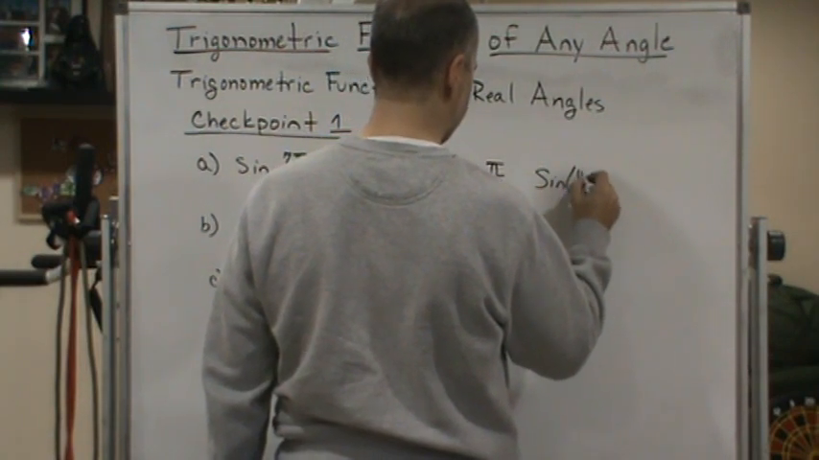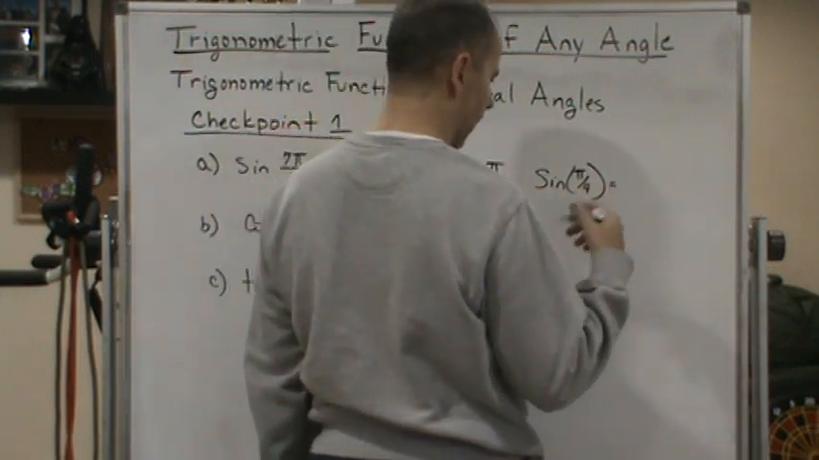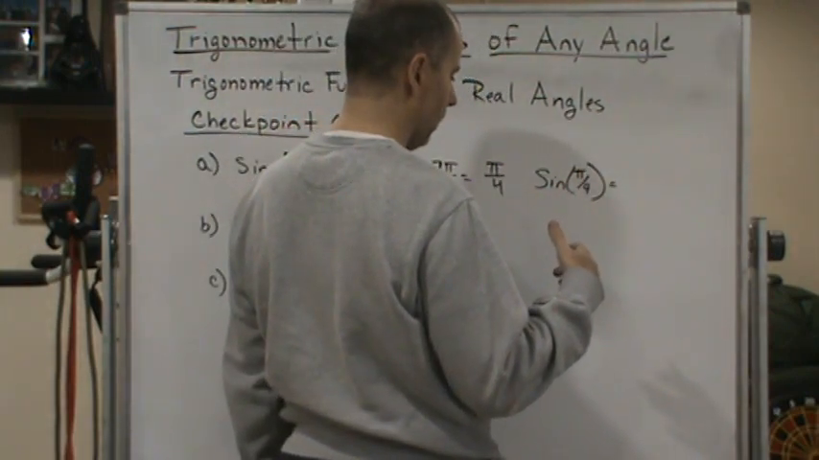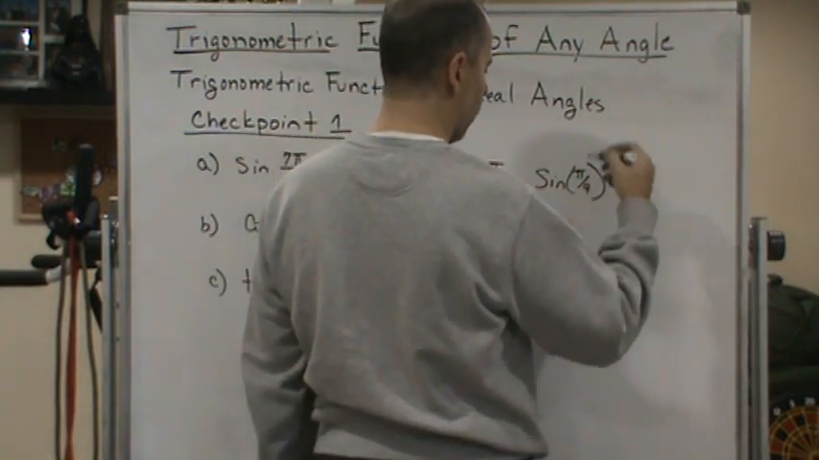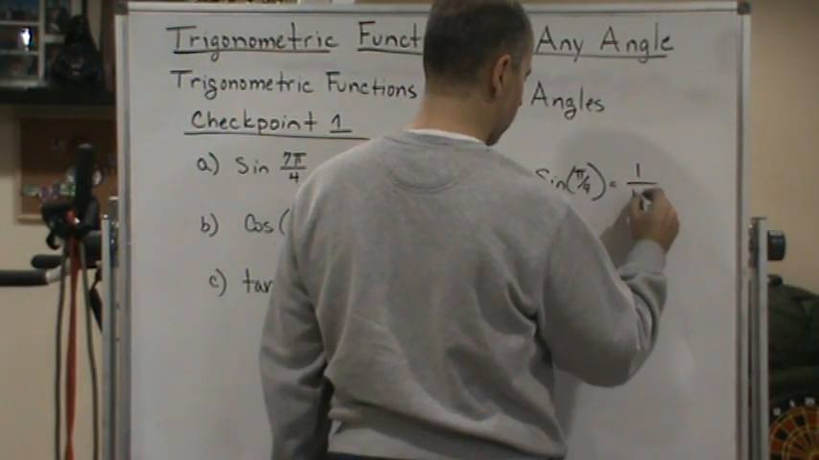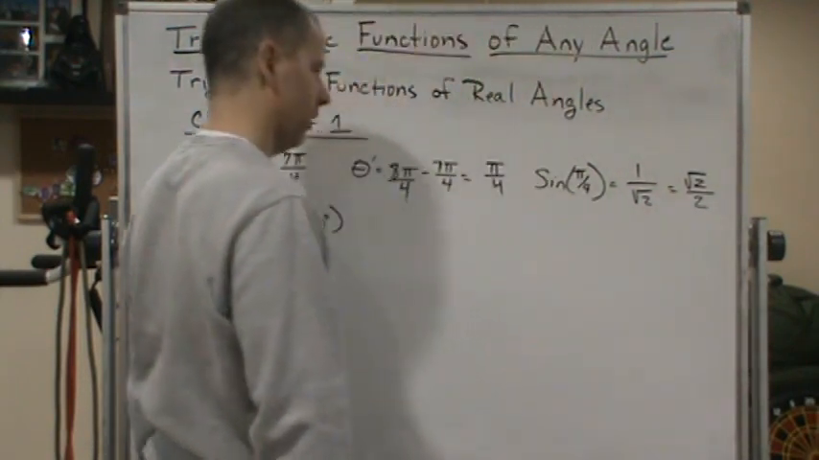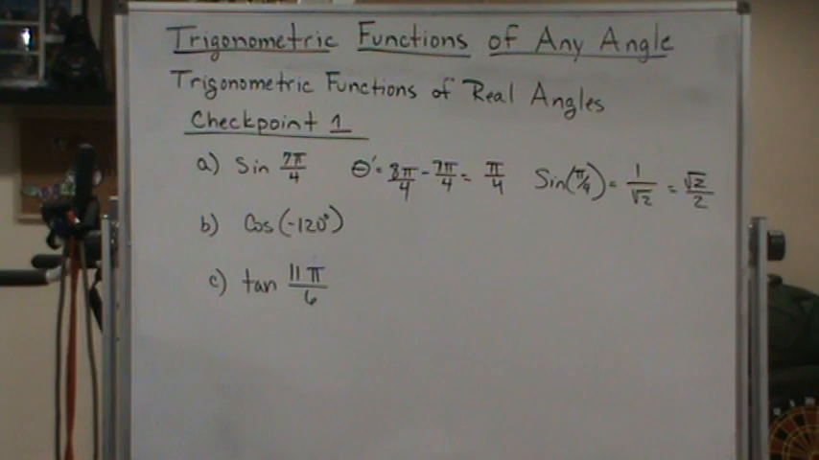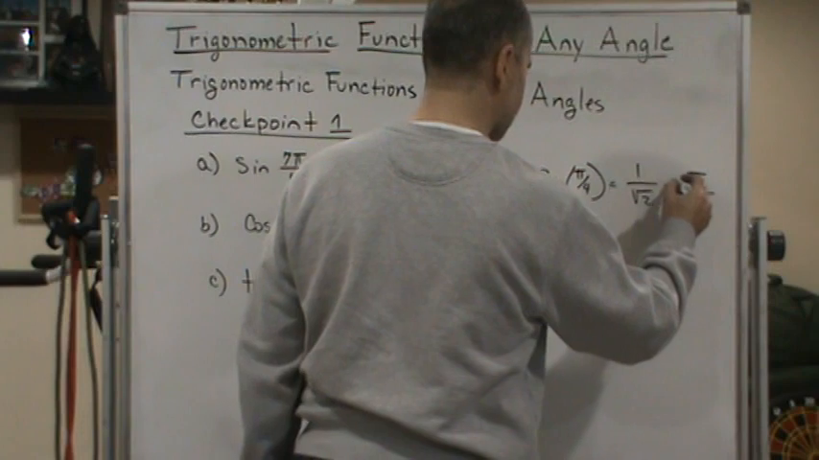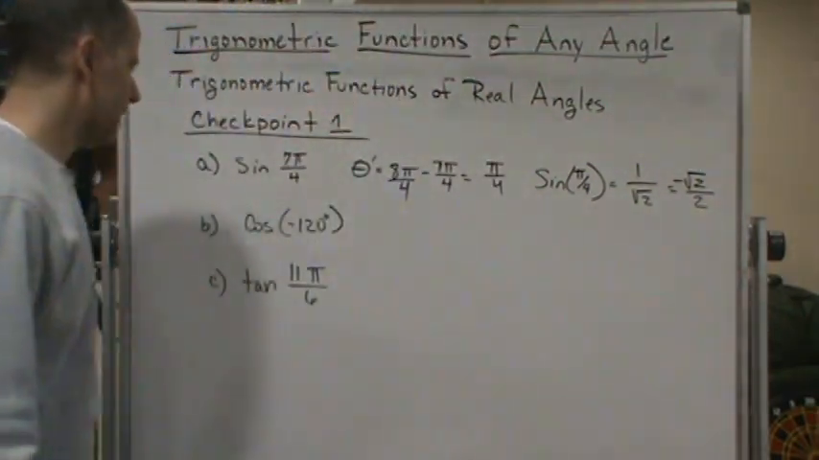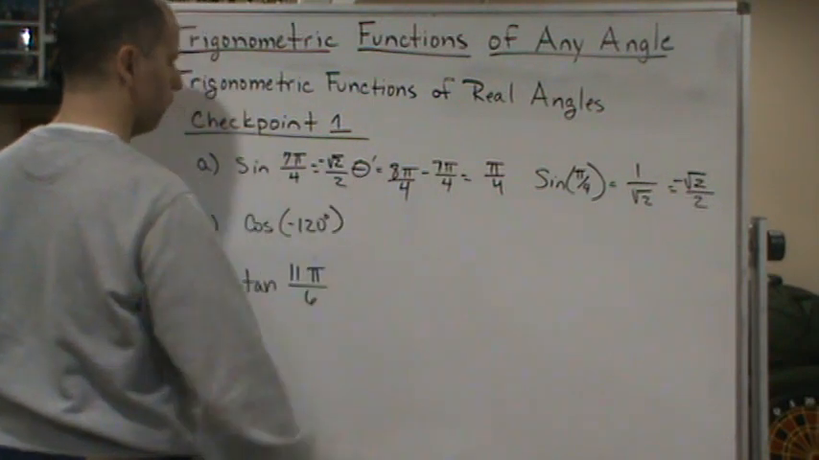So now, what is the sine of pi over 4? Opposite over hypotenuse. Think about the unit circle. It's going to be 1 over the square root of 2, or square root of 2 over 2, is the way we want to write it. And by the way, since it's negative, we got to make sure we put the sign. So that means sine of 7 pi over 4 is negative square root of 2 over 2.